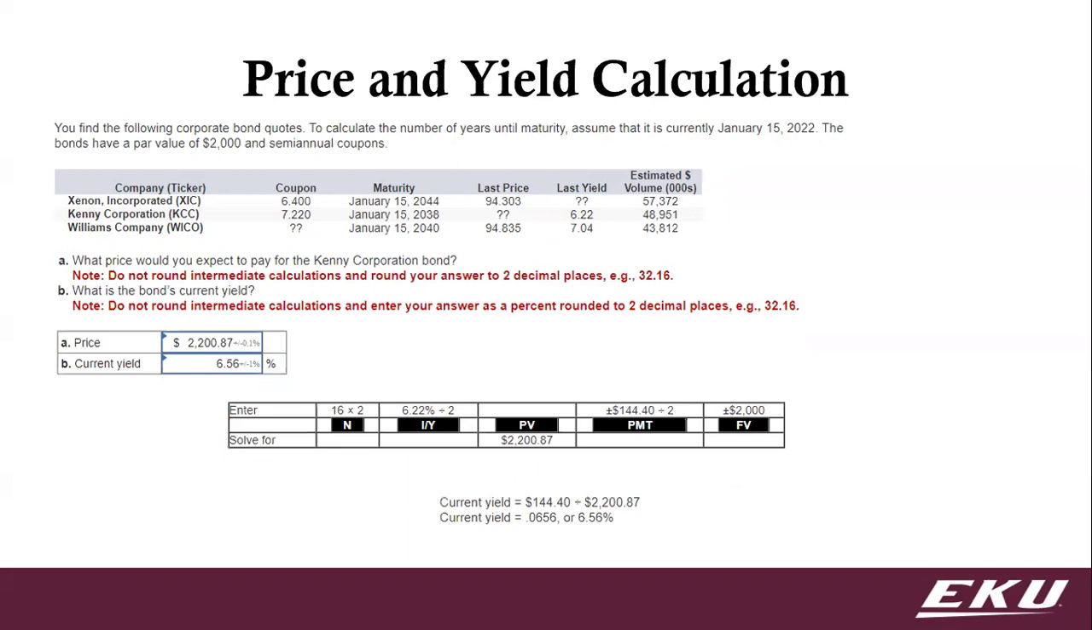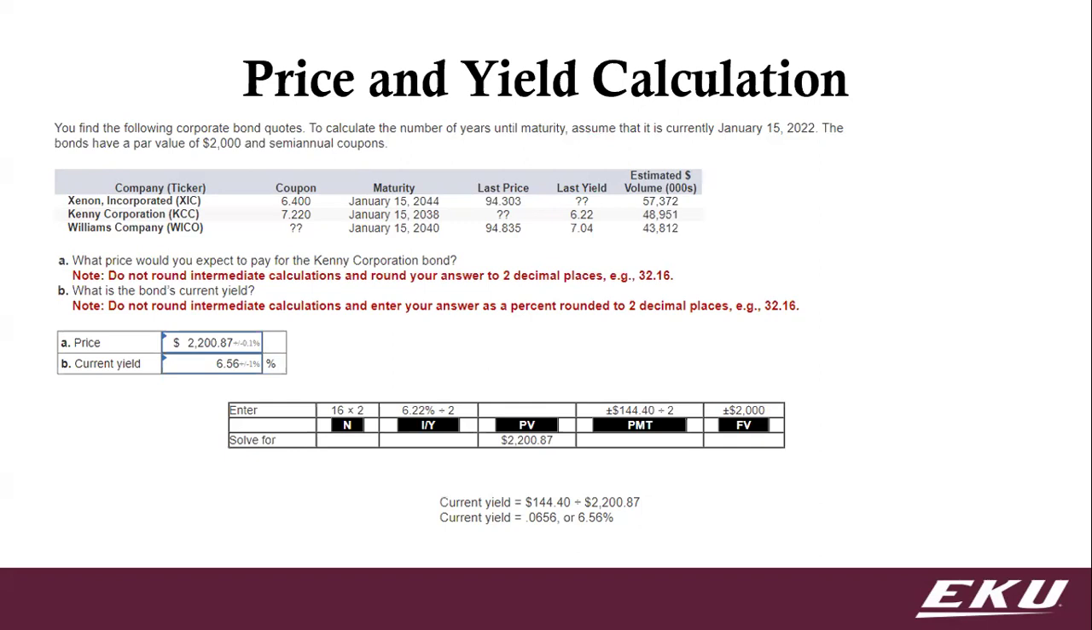Okay, this one's looking at price and yield calculations. And so we're looking at Kinney, which is the one in the middle there, Kinney Corporation. And we are told there's a coupon of 7.22%. It matures in 38 and is currently 22, so we have 16 years between them. The bonds have a par value of 2,000 and they're semi-annual payments.